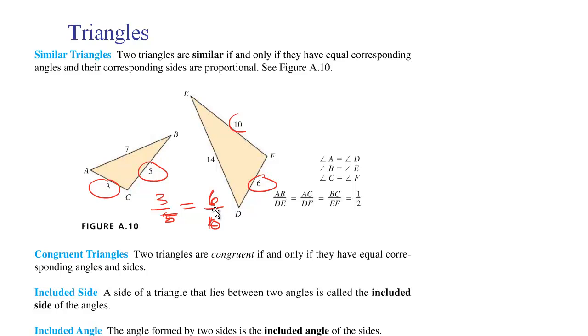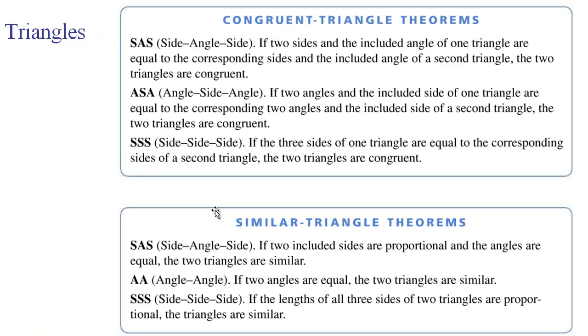So all three lengths have to be exactly the same, and all three angles have to be exactly the same, and then they're congruent. So look at the difference between the two. For side, angle, side, if two sides and the included angle of one triangle are equal to the corresponding sides and the included angle of a second triangle, we know that those two triangles are congruent. However, down below in the similar theorem, it just says if two included sides are proportional and the angles are equal, the two triangles are similar. Well, you don't need to memorize these things. We'll deal with them later.